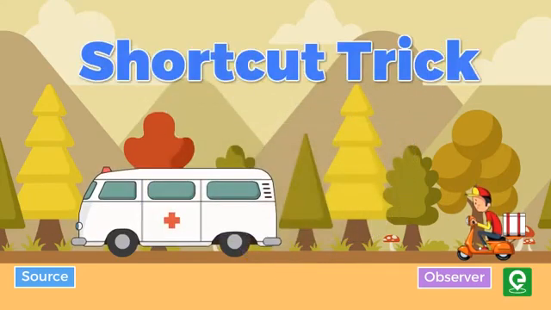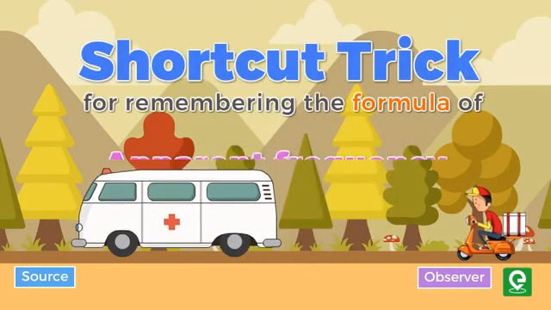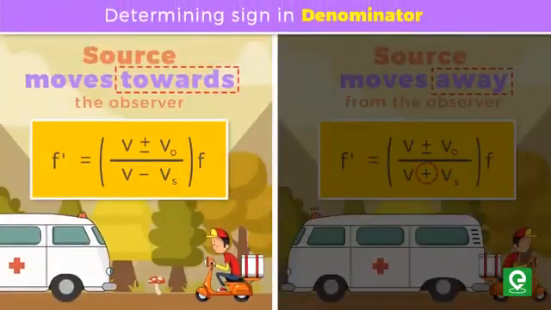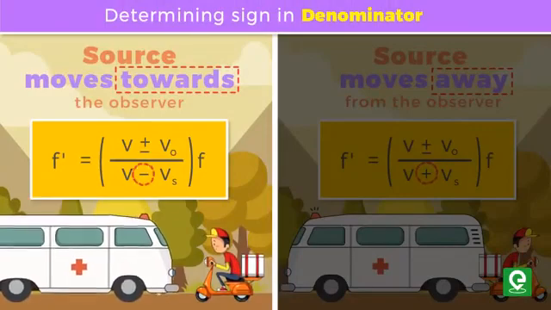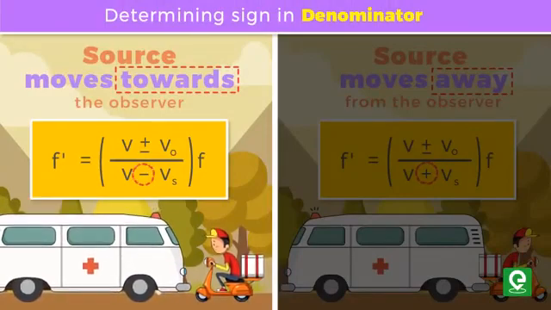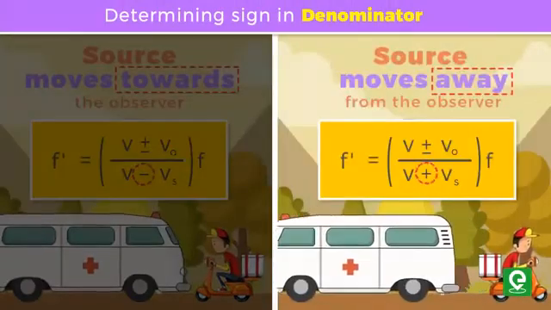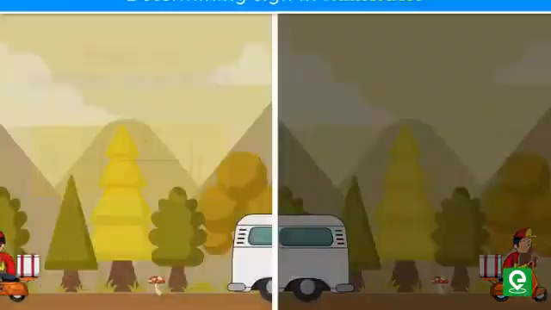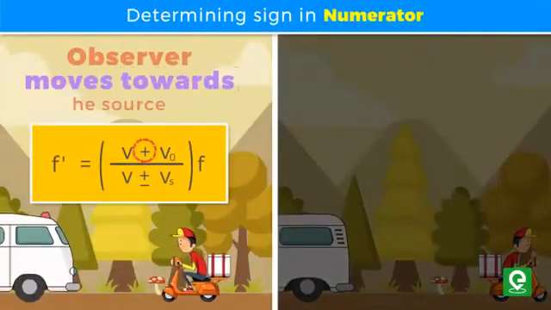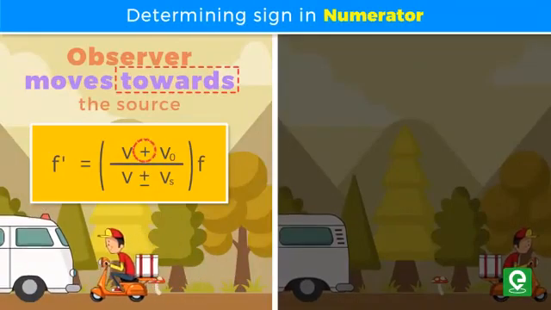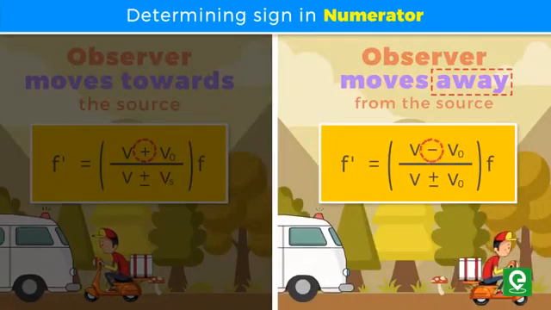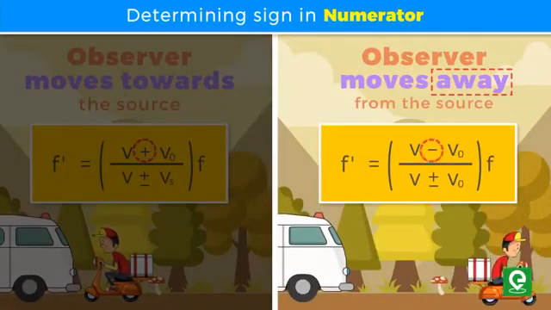Let's understand a shortcut trick for remembering the formula of apparent frequency. Whenever the source moves towards the observer, then do subtraction in the denominator, and if the source moves away from the observer, then use addition in the denominator. And whenever the observer moves towards the source, then do addition in the numerator, and if the observer moves away from the source, then do subtraction in the numerator.